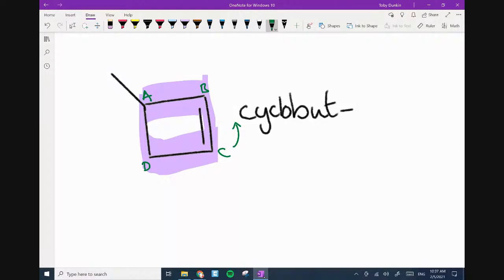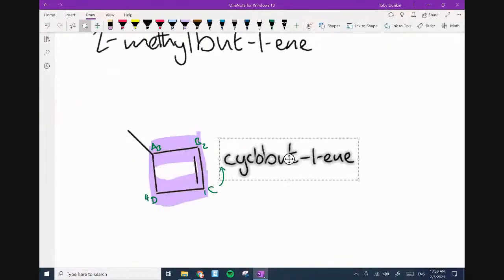So this is 1, 2, 3, 4. So now, can you give me the ending, please, Aisha? What's the ene ending? Well done. It is a -1-ene. This is cyclobut-1-ene. It really is a beaut, isn't it? It's a beauty.